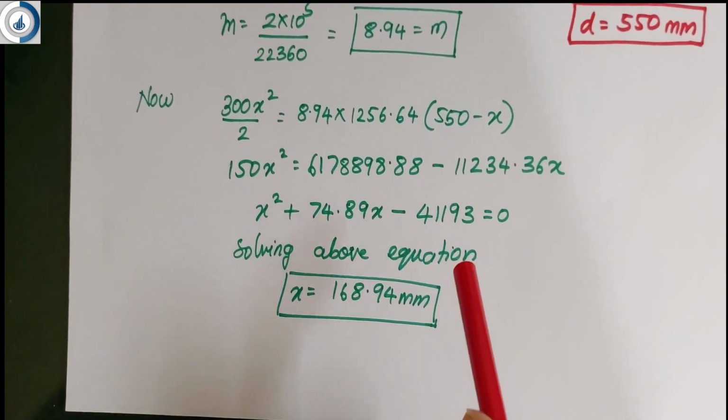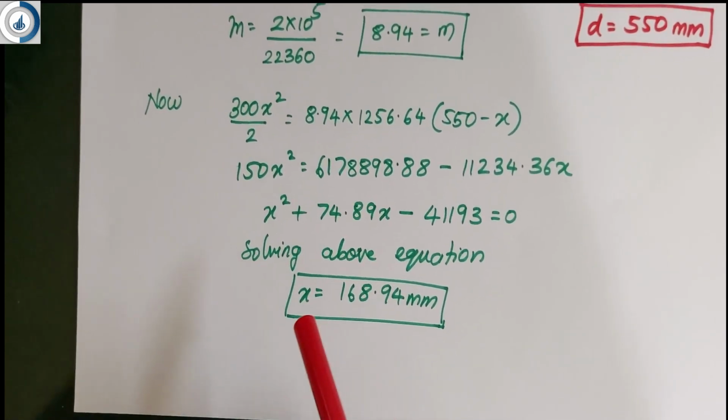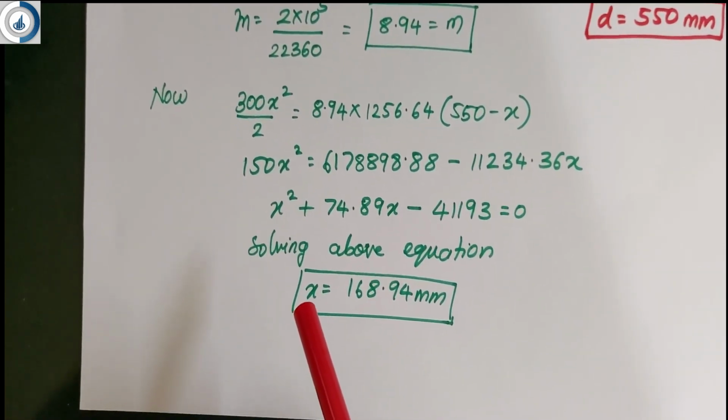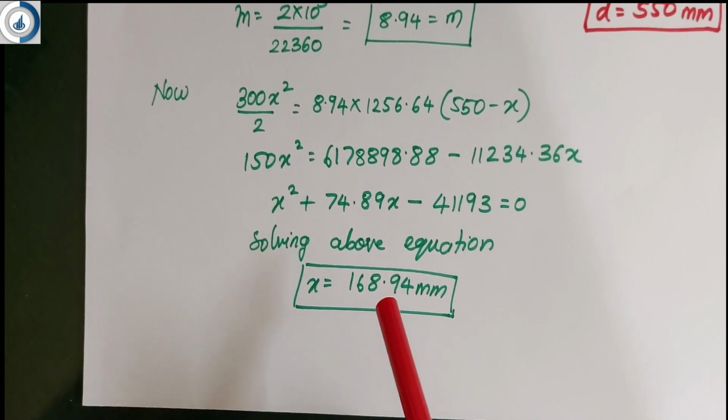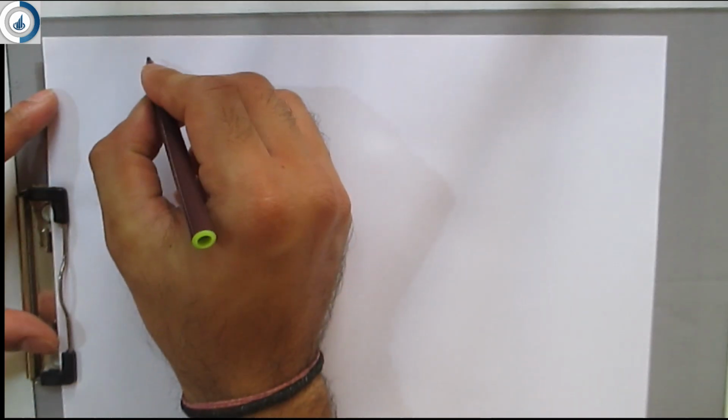And you have to solve this equation. It is a quadratic equation in your calculator, and you will be getting the x value, the neutral axis depth value, as 168.94 mm. Then you have to calculate the lever arm.